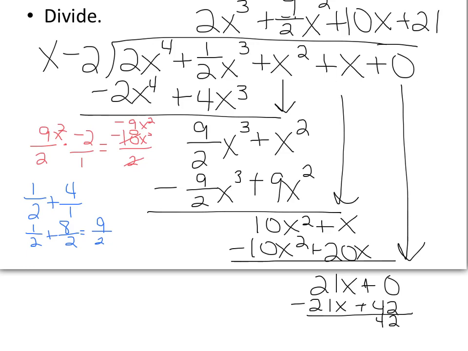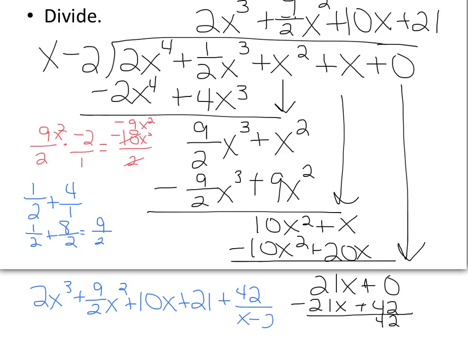Alright, so when you rewrite your answer, it's going to be 2x cubed plus 9 halves x squared plus 10x plus 21. And because it's positive 42 as your remainder, you do plus 42 over x minus 2.